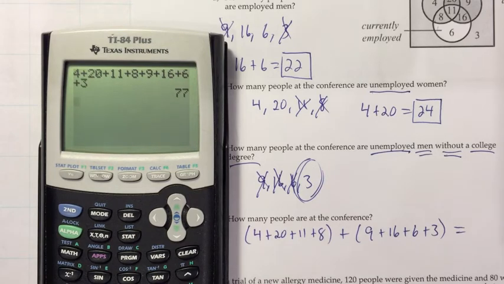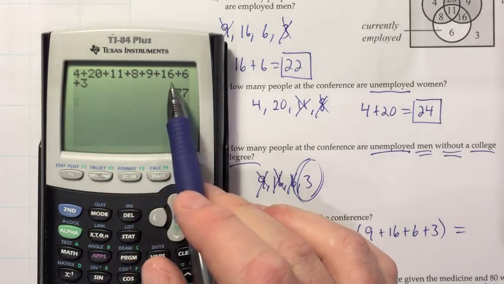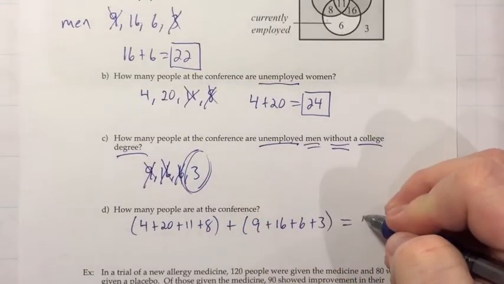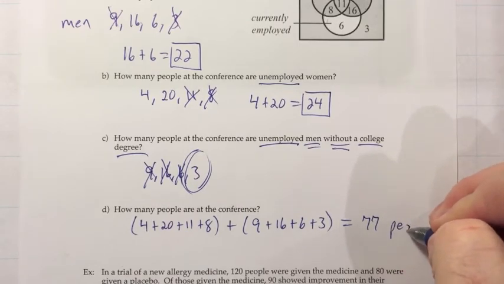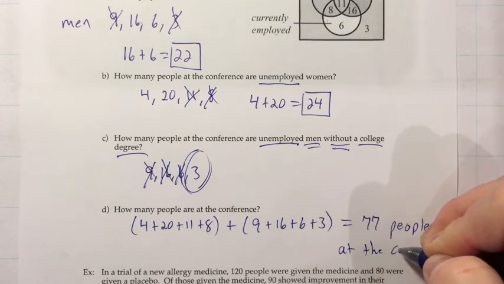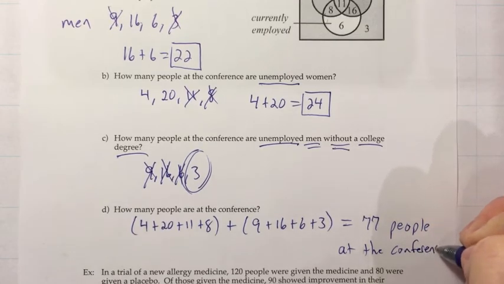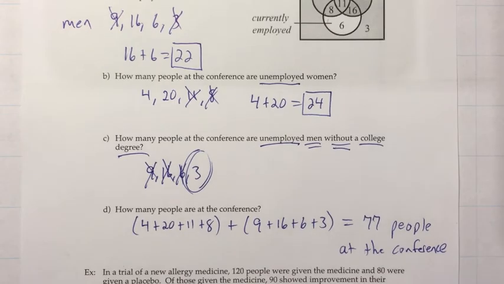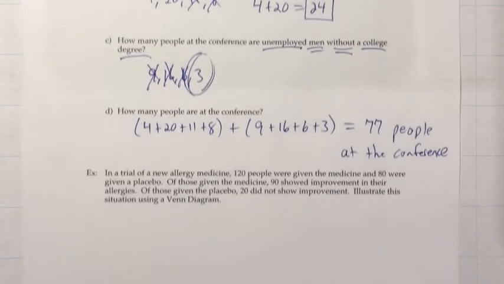And I'm getting 77 people. 1, 2, 3, 4, 5, 6, 7, 8. All right, so it looks like 77 people at the conference. So just adding up every single one of the numbers from that Venn diagram. All right, on to the final example.